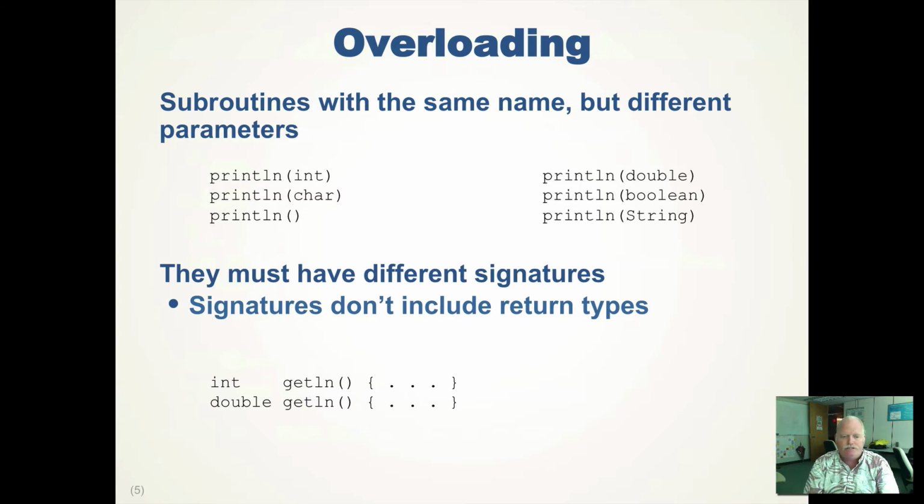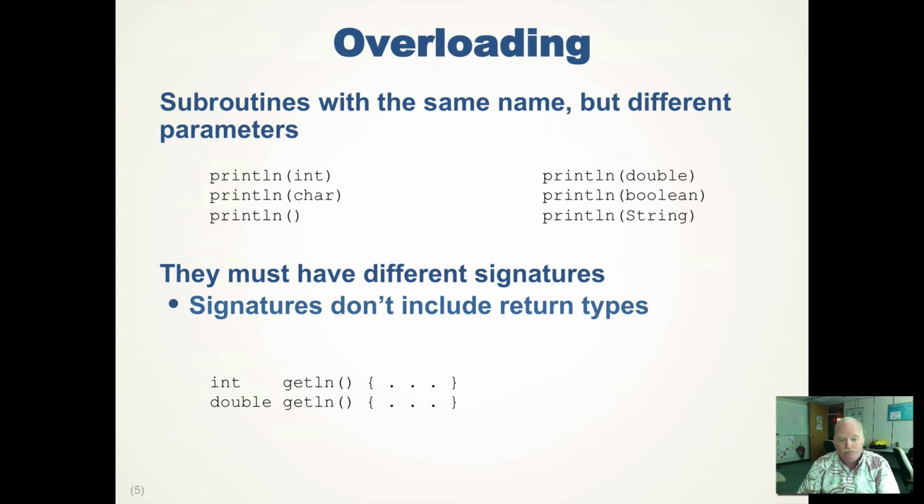If the only difference is the return type, Java can't decide which getLN to call, because an int you can assign into a double, so it's just not legal to have in Java, the only difference being the return type. So signatures don't include the return type. It's only the name of the method, the subroutine, and the list of parameters.